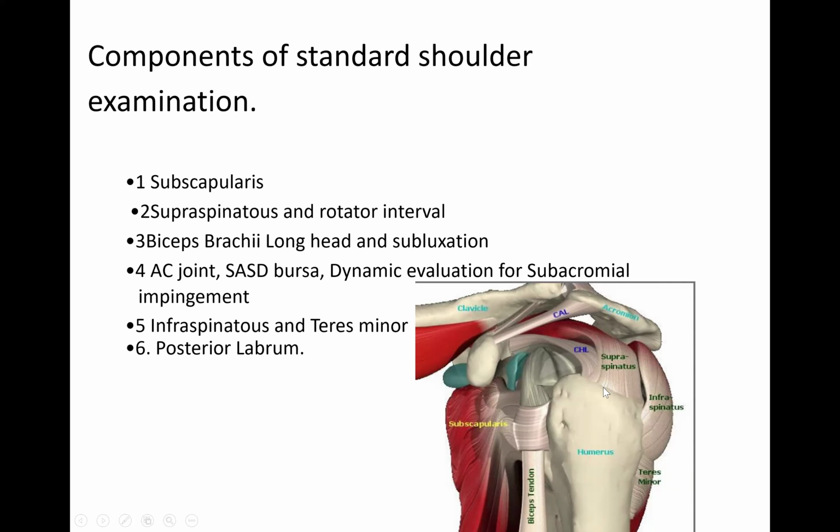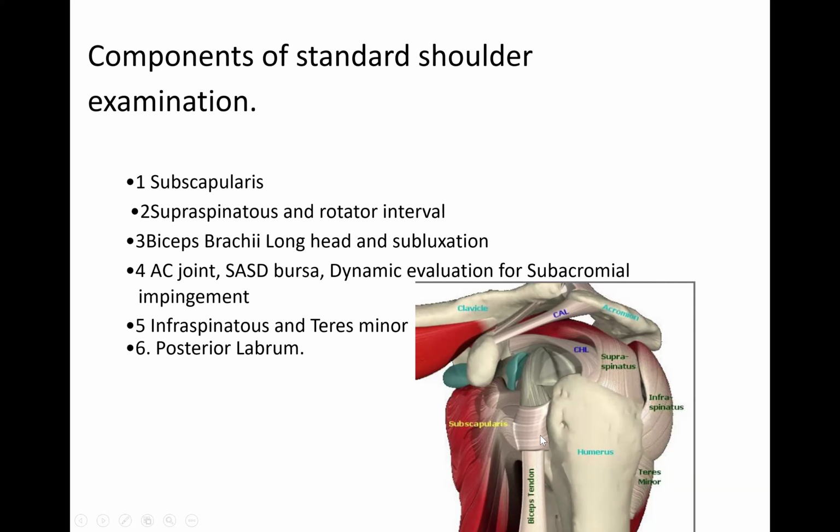greater tuberosity. There are three facets on the greater tuberosity. The superior-most facet provides the attachment to the supraspinatus. Then we have the infraspinatus attaching on the middle facet, and the posterior facet gives attachment to the teres minor. These are the four rotator cuff muscles which give stability and all the possible movements to the shoulder.